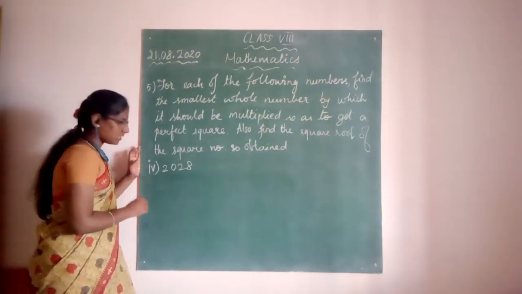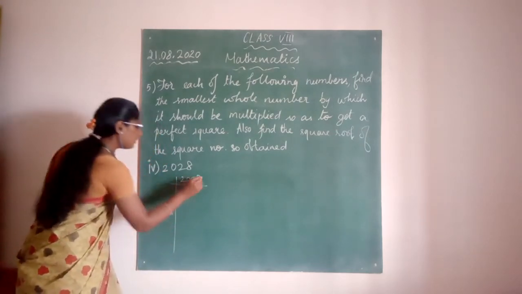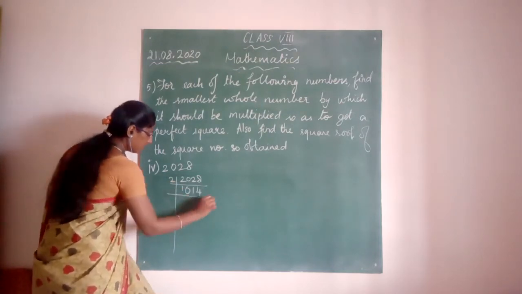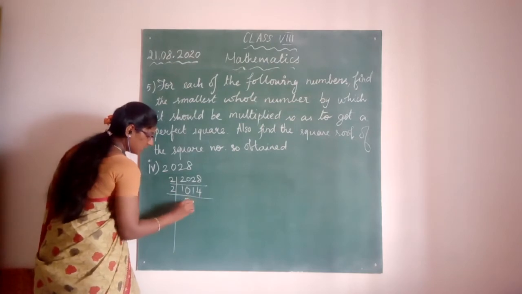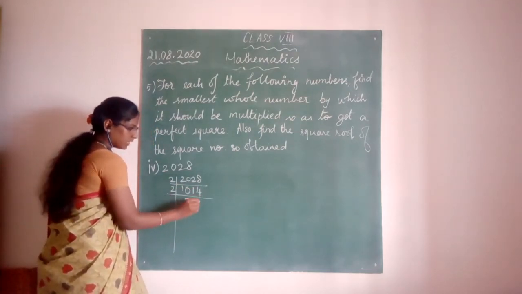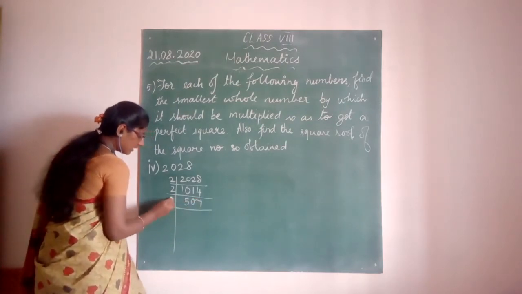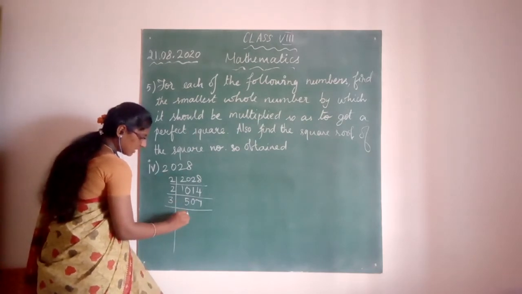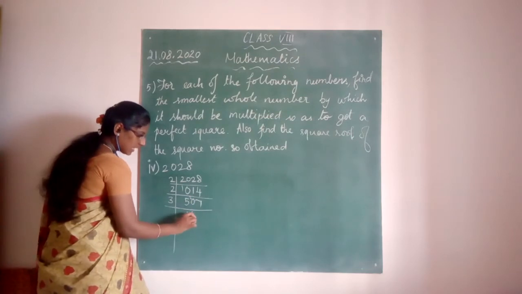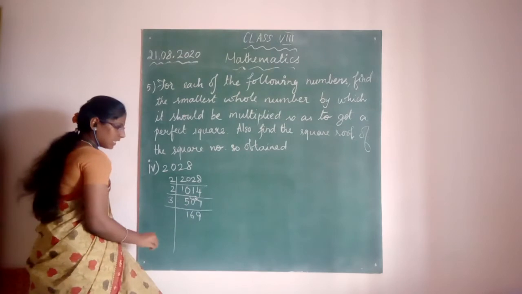2028 is given here. Find the prime factorization of this one. 2028. Start with 2. 2 ones are 2, 0 as it is. 2 ones are 2 and 4. Then 2 5s are 10, 0. Since 1 will not come into the table, I have written 0 here. Then take 14 together. 2 7s are 14, 0. Then check with the 3 table. 3 ones are 3, 2, but 20 won't come. 3 6s are 18, 2 remaining. 3 9s are 27.